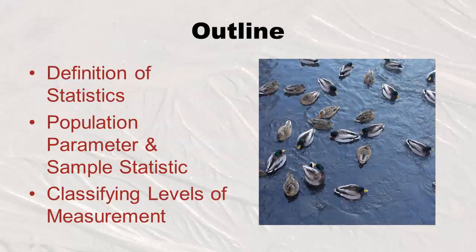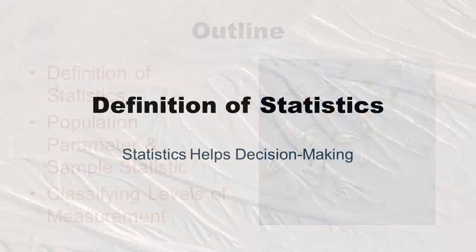So what we're going to cover in this lecture is first I'm going to go over some definitions of statistics. Like I said, there's more than one, but they all sort of relate to the basic concept of why you're doing statistics and especially not math. So what's the difference, right? Then we're going to go over population parameter and sample statistic, and you'll know what those mean at the end of the lecture. And finally, we're going to go over classifying levels of measurement.